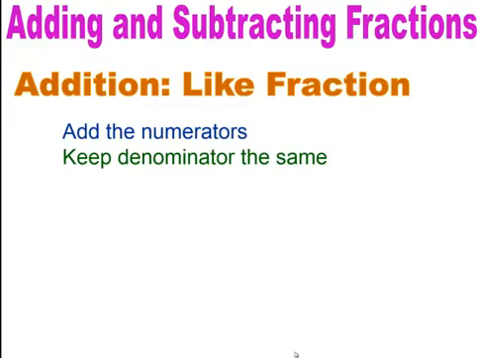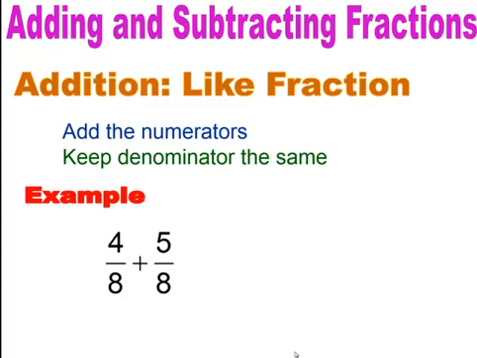So when we're talking about adding fractions, if we have like fractions, you're just simply going to add the numerators. And what makes like fractions is that the denominators are the same. So like fractions, the denominator's the same. When we do addition of fractions, you need the denominator to be the same, and when you add, you leave the denominator alone. So in this case, I have a denominator of 8.